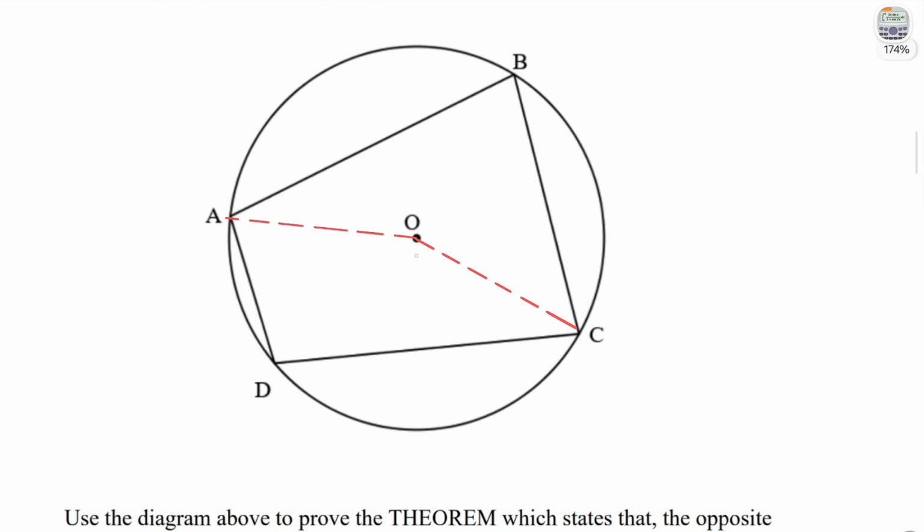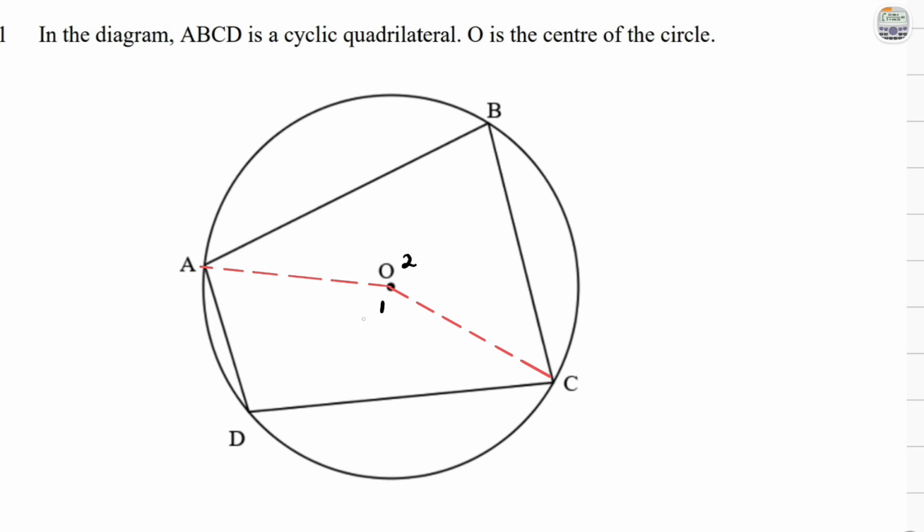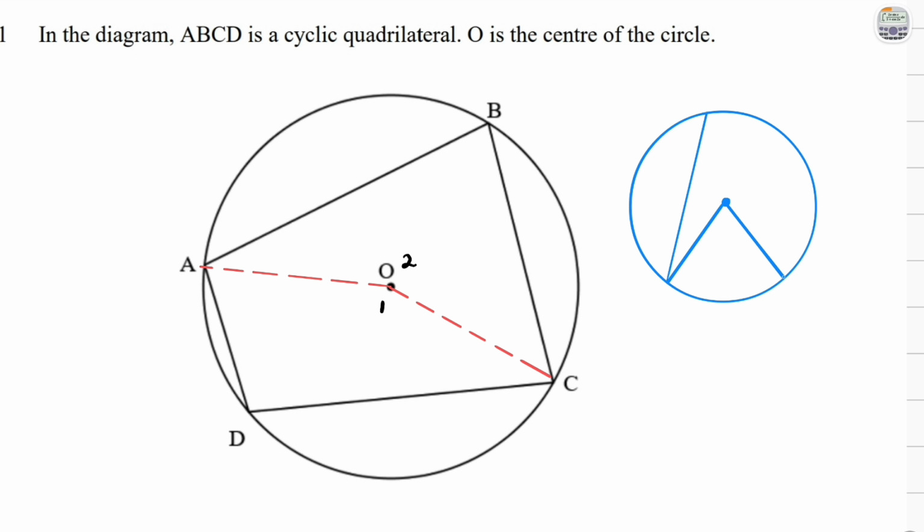And now we're going to go ahead and name this angle O1, and this is angle O2. You see that the angle at the center, we're going to use this theorem that we know about the angle at the center and its relationship with the angle at the circumference, as long as they are supported by the same chord or arc. Now, in this situation, angle O1 is supported by this arc AC.